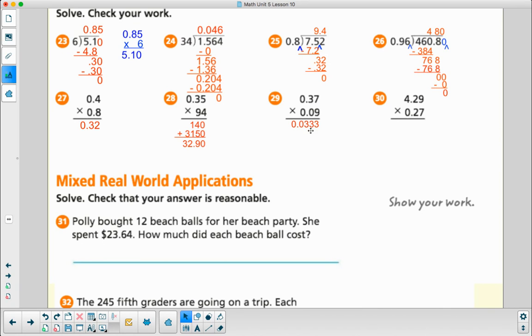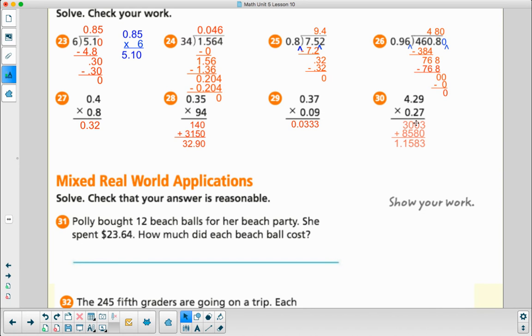For 29, I got 333 10,000ths. Personally, I don't think this is a really reasonable one for you to figure out if it's reasonable, because I have way less than 1 multiplied by way less than 1. I'm way less than 1. I have about 1/10 of 37/100. So I even have less than 37/100. So that does help me a little bit.